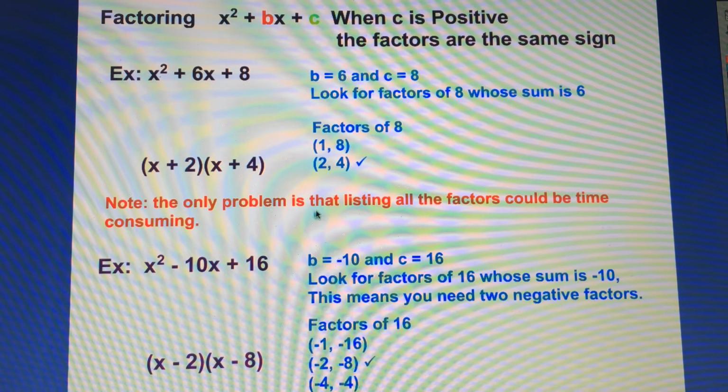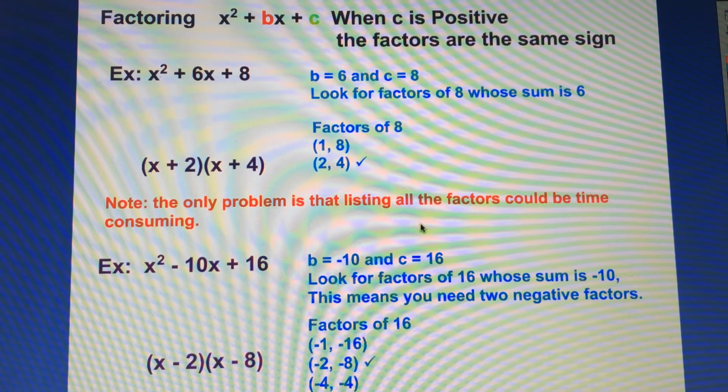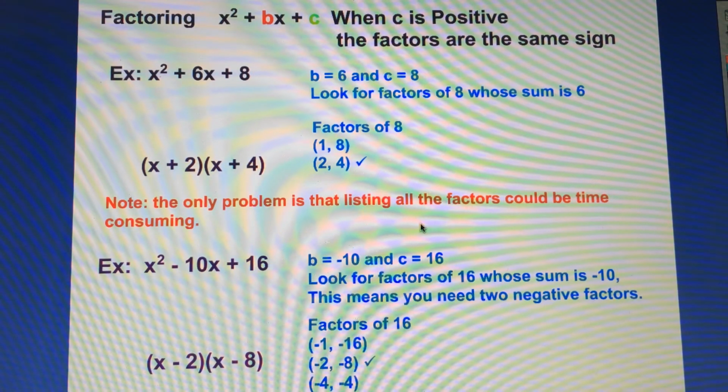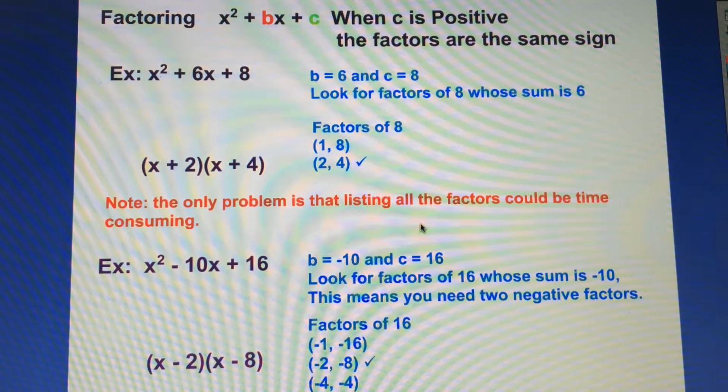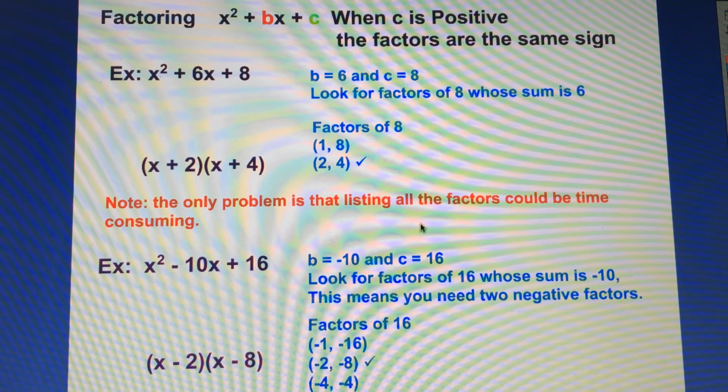The only problem is that when you start listing all the factors, this could be very time-consuming. Lucky for you, I'm going to show you an amazing shortcut in section 7-4. But for now, you have to learn how to do it the long way. Because when all else fails and you can't remember all those shortcuts, you can't remember all the formulas, you have to know how to do it by hand the long way.